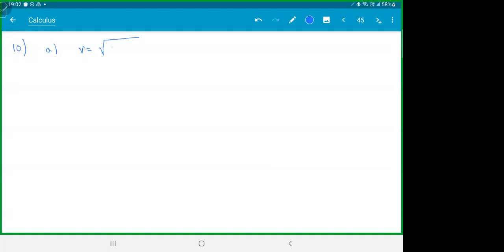Velocity v is given by root over t square plus t. Velocity v is given by root over x square plus x. Find acceleration. Be careful here. v is velocity and t is time here. Your x is position. Find the acceleration in both the cases.